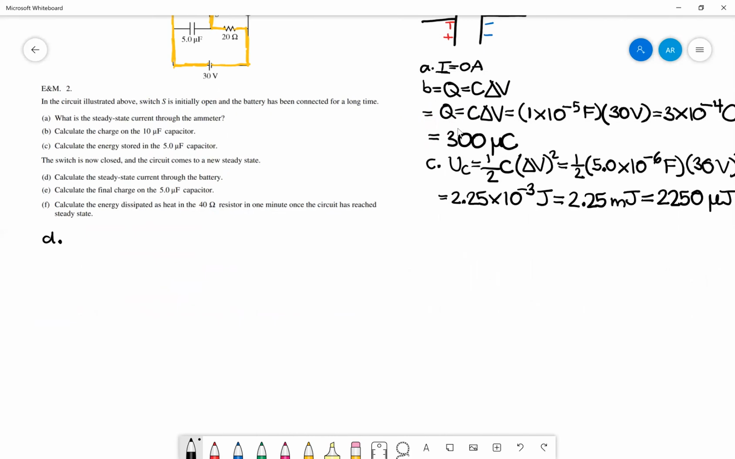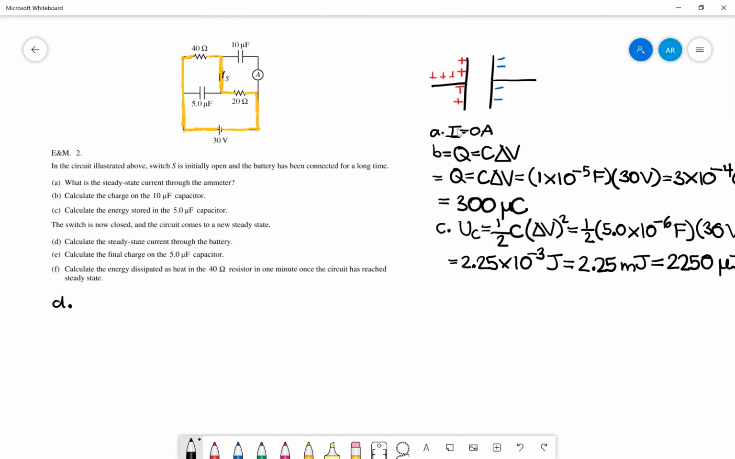Okay? So when you look at part D, what is the steady state current through the battery? Well, now if we treat this as a simple resistor circuit, because remember, we can ignore the capacitors as gaps, like open holes in the circuit. Okay, we can completely ignore them since they're fully charged. It's the steady state. Okay, so now we can treat this as a simple resistor circuit.